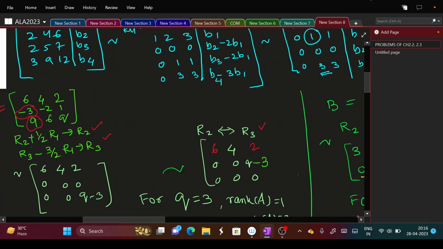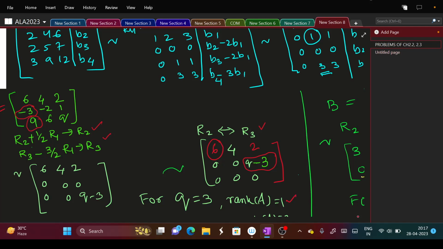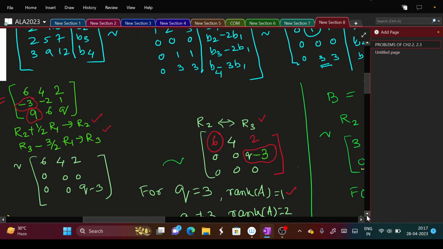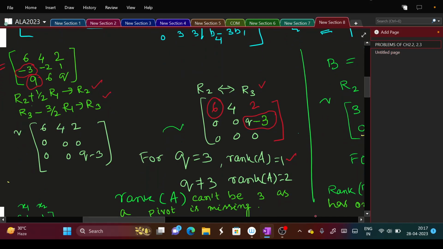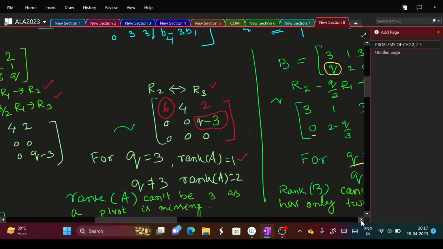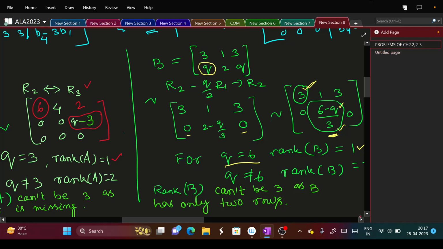So what we are getting? 6, 4, 2 in the matrix I got. Now, 6 is here a pivot. But if this q minus 3 is equal to 0, then it will have only one pivot. So rank is 1. That is, q minus 3 is equal to 0 means q is equal to 3 implies rank is equal to 1. And q is not equal to 3 implies rank is equal to 2. This problem is over.